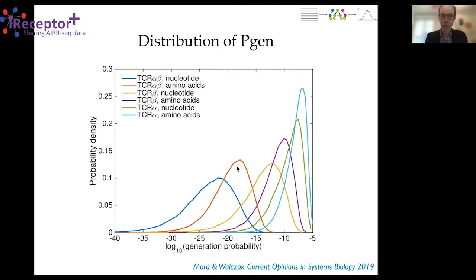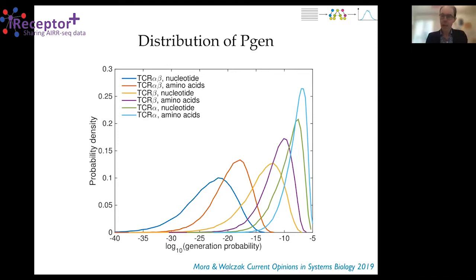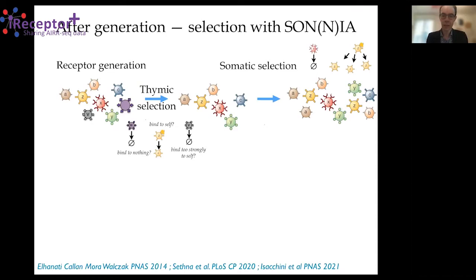Now we can actually use this. Getting ahead of myself. So far I've only told you about this generation probability. So now let's move on to the repertoire as we actually see it in the periphery, typically in the blood when it's humans. And usually that's not just the result of generation, it's also the result of thymic selection for T cells and somatic selection for B cells. And so to learn something about this, we can now focus on the productive sequences found in the blood, so the second selection stage.